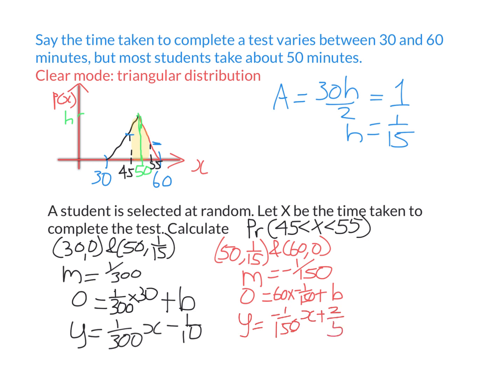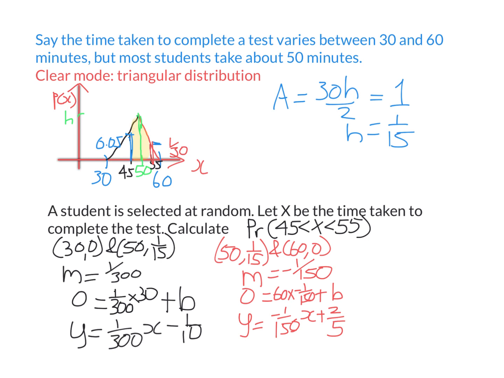So why did I find the equation of both lines? Well, that will allow me to find this value here and this value here. To find this value here, I just substitute 45 into this equation. So if I substitute 45 into this equation, I get that this height here is 0.05. So if I now substitute x equals 55 into this equation here, I get that this height here is 1/30.